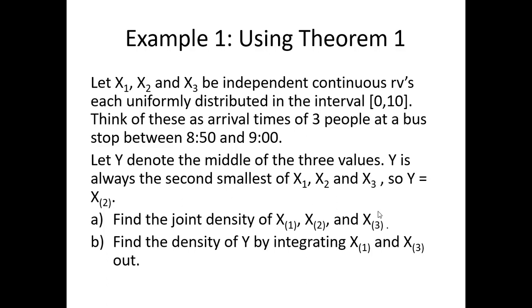Let's let y denote the middle of the 3 values, sometimes called the median. Y is always the second smallest out of x1, x2, and x3. So we use order statistics notation. We could say y is equal to x2. Suppose we want to find the joint density of these order statistics. That's part A, and then part B. Find the particular density of y by integrating x1 and x3 out.